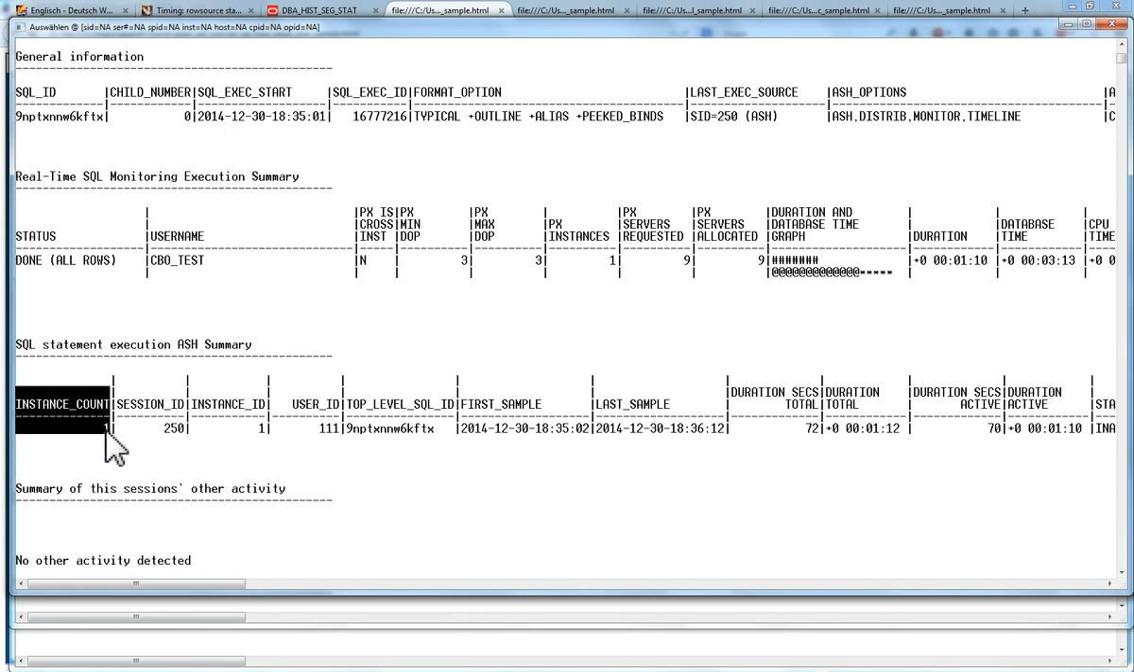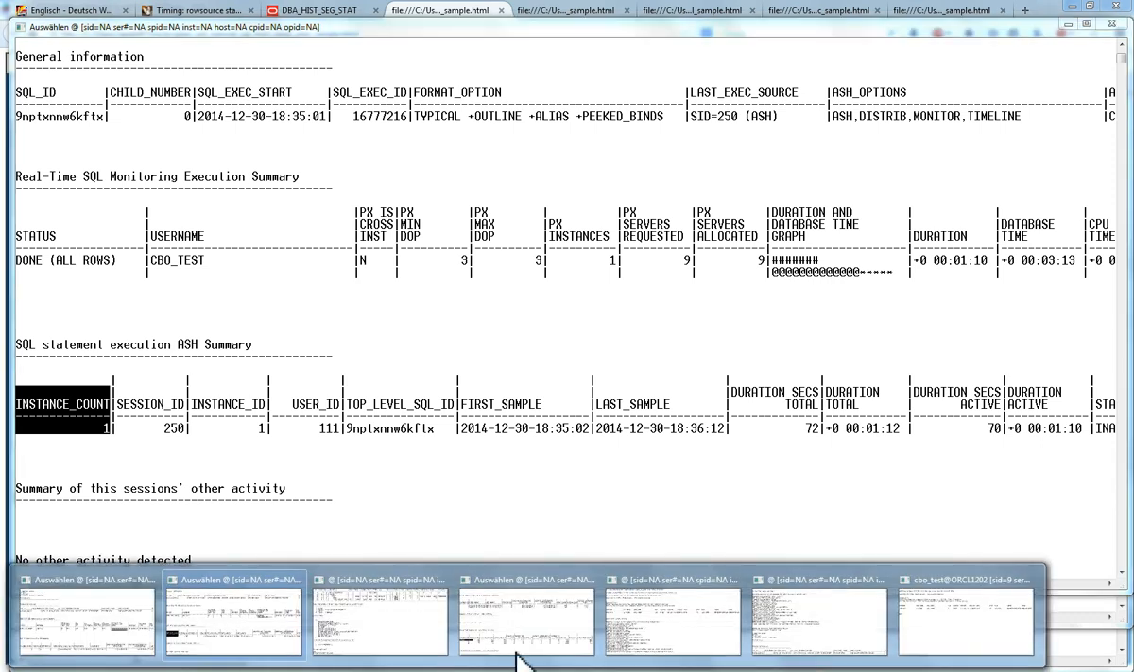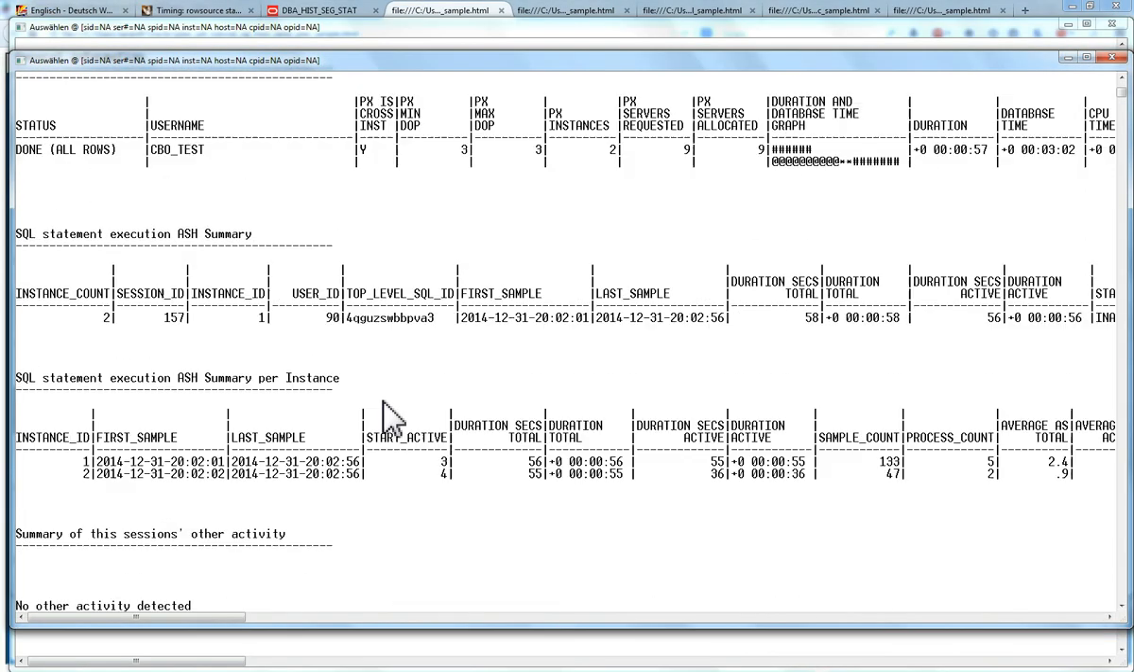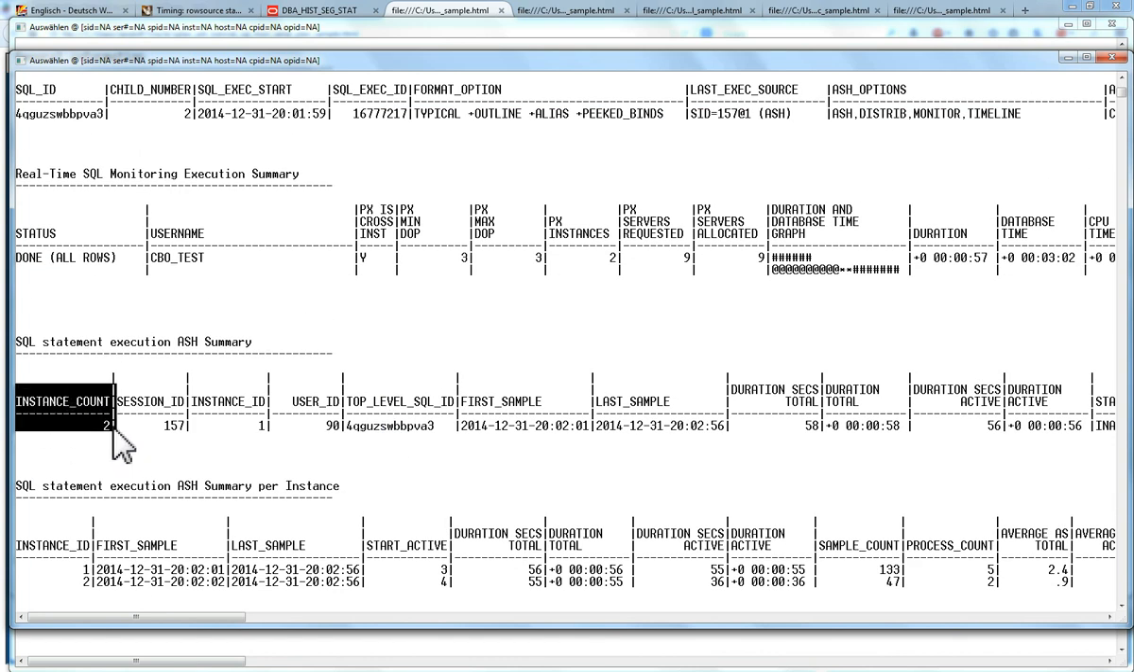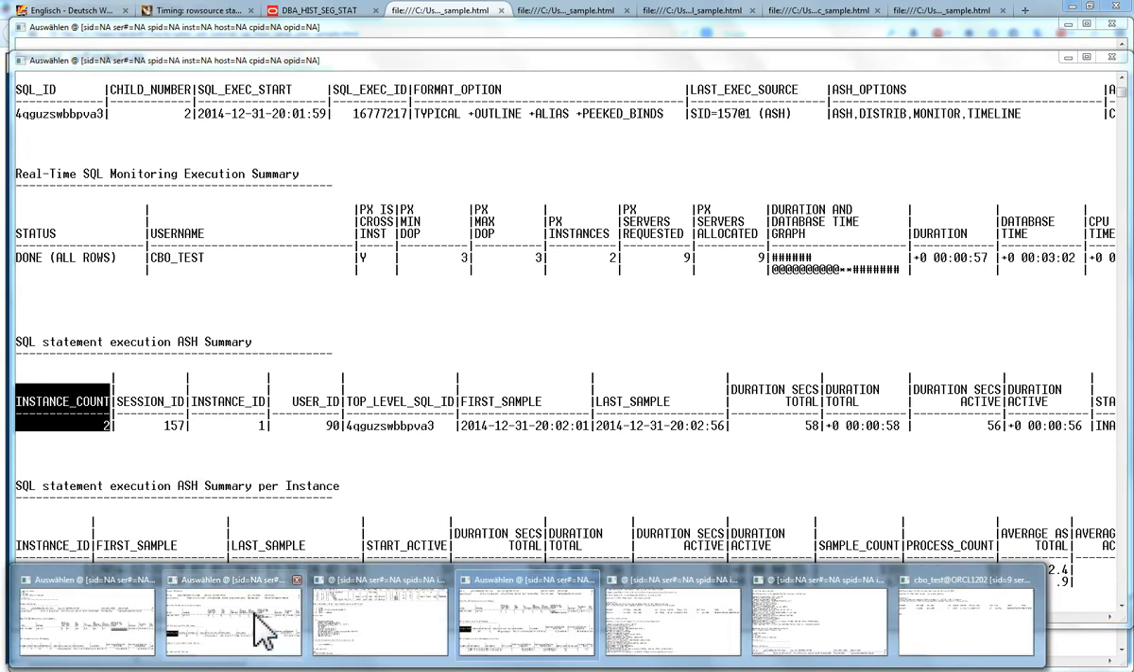So again, you, for instance, see here the instance count. So you would see here the number of instances that were involved. So in this case here, you would see an instance count of 2. Which tells you from active session history point of view, more than one instance were involved here.